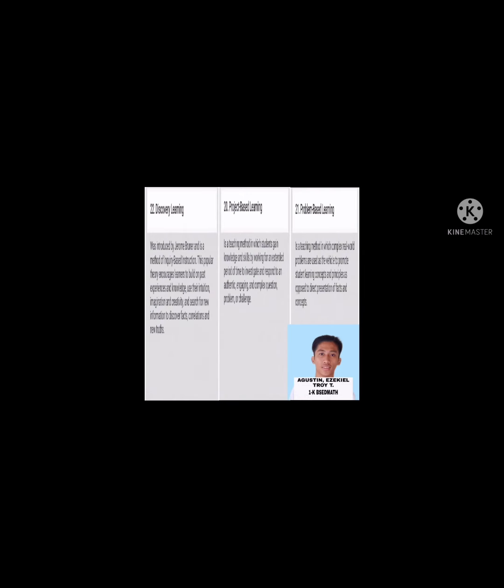Number 20, project-based learning. Project-based learning is a teaching method in which students gain knowledge and skills. In this strategy, the students are asked to produce an outcome based on the lesson learned. Number 21, problem-based learning. Problem-based learning is a teaching method in which complex real-world problems are used as the vehicle to promote students' learning of concepts and principles. So in this strategy, the teacher is using a real-life situation to allow the students to understand easily.